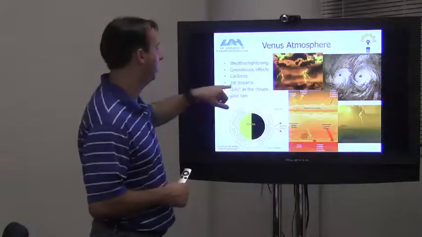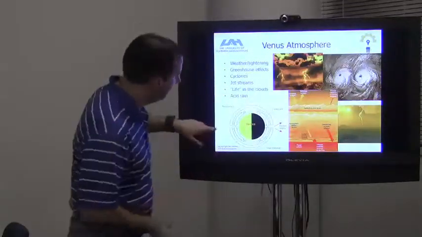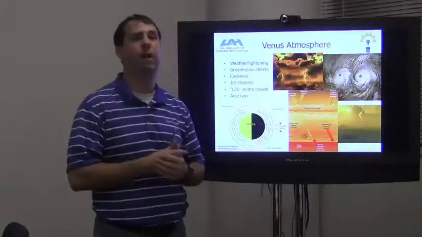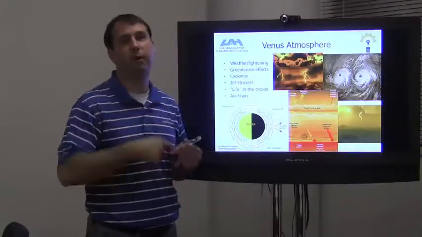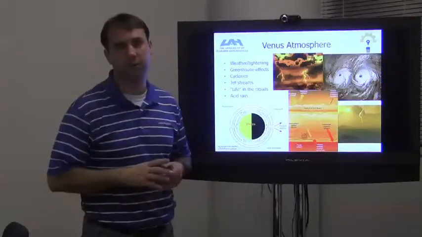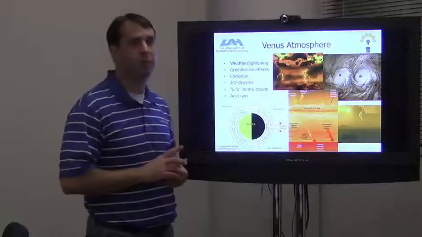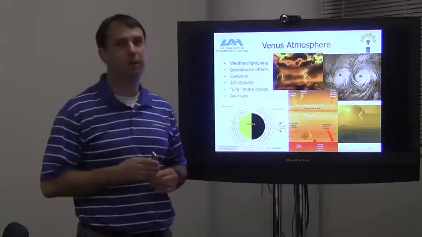Jet streams were next. This is an image of the jet streams. This is what they think the jet streams are like on Venus. We've never sent a balloon around Venus to look at the jet streams before, so we don't know. This is what we think about Venus. We've never spent enough time in the atmosphere of Venus to figure out the jet streams.